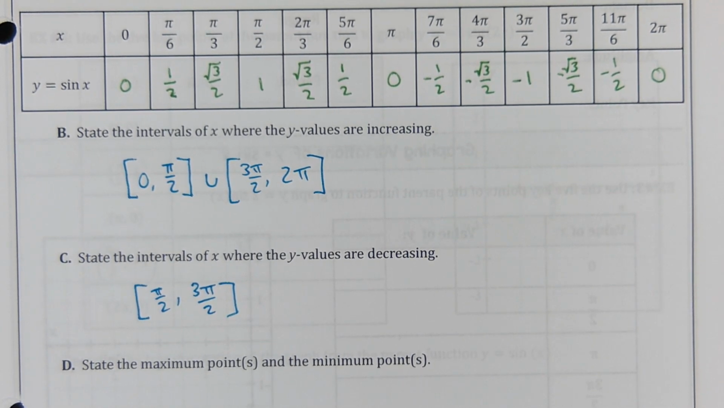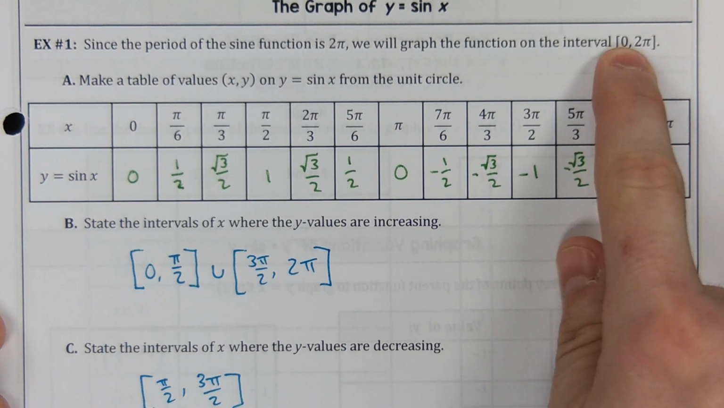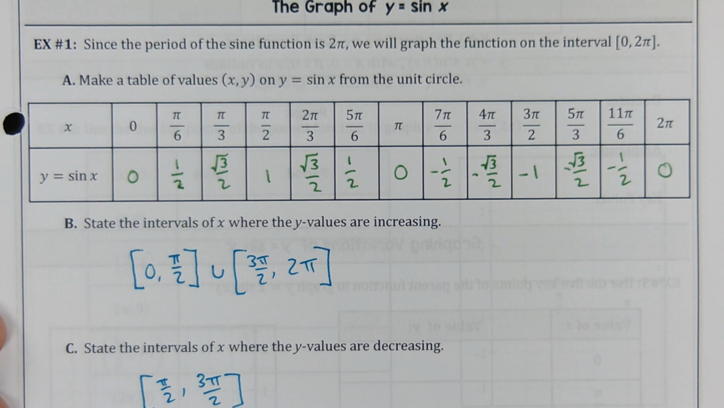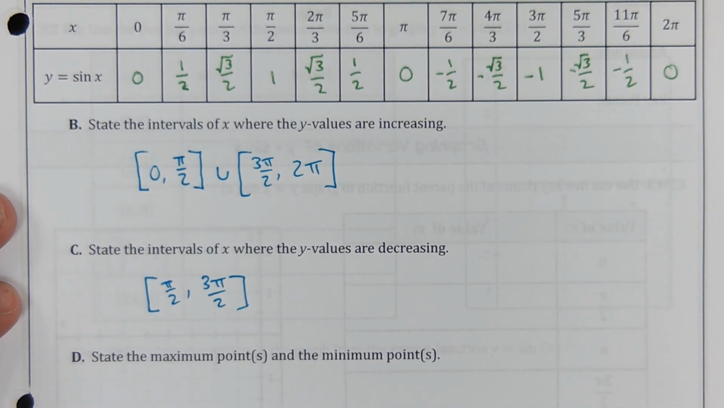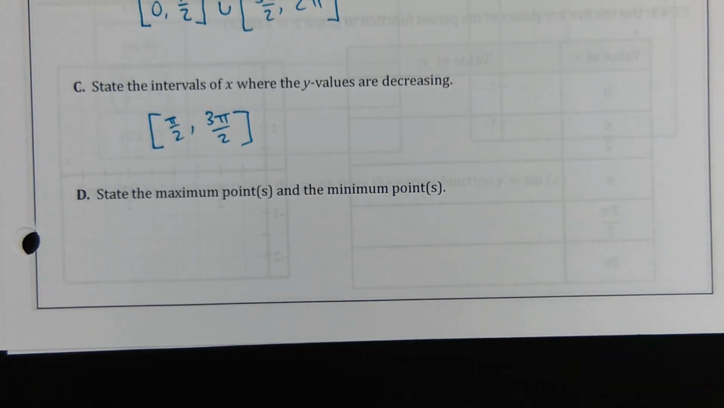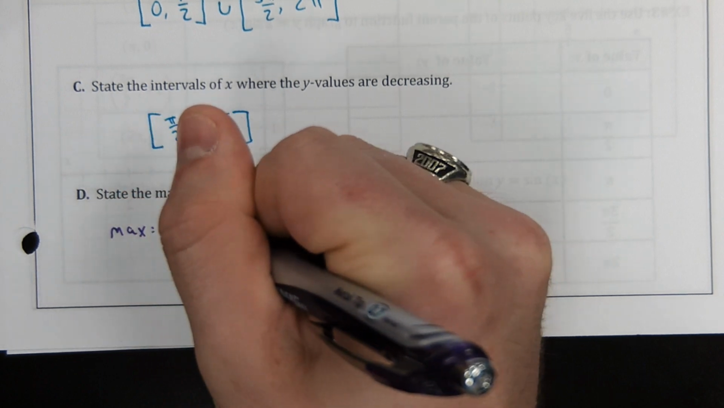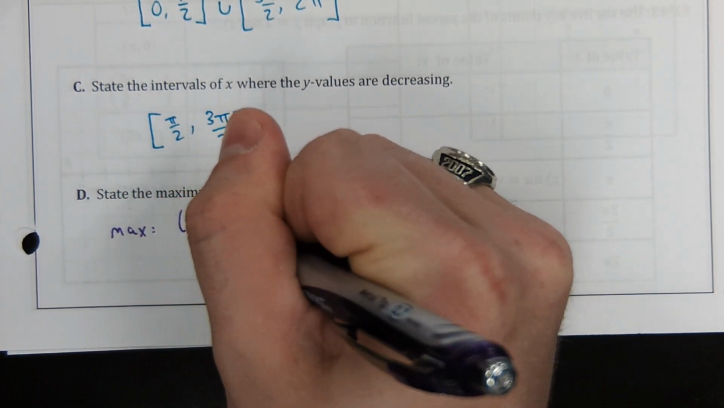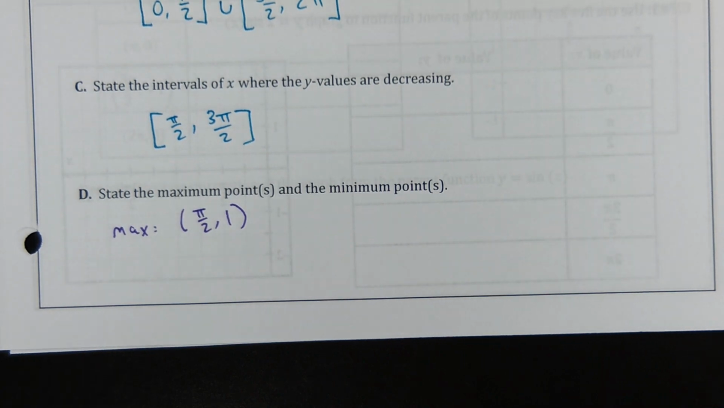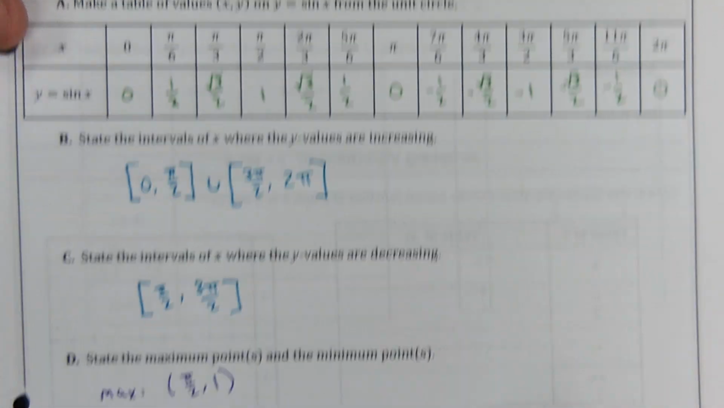Maximums and minimums. Every sine wave has an infinite number of maximums. It has an infinite number of minimums. In the first 2 pi, though, there's a single maximum, there's a single minimum. The maximum y value is 1, and it happens at pi over 2. And the minimum value is -1, happening at 3 pi over 2.